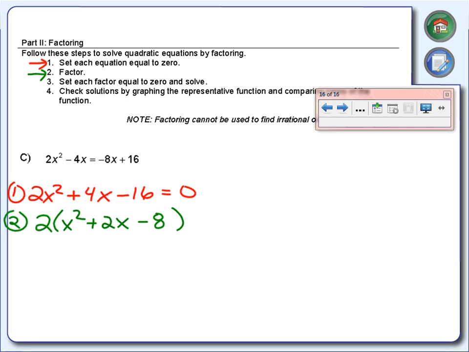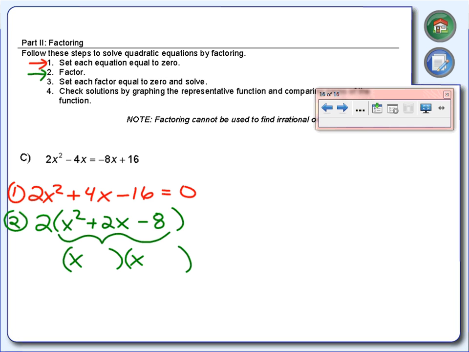Now that's just the GCF. That doesn't mean we're done factoring. This thing that's in the parentheses here, we can factor that some more. As a matter of fact, those are just like the ones that we've been working on all week. I want to factor that. Just ignore the 2 for right now. We've got x times x, which is going to give us the x squared. What I need to do is find factors of negative 8 that are also going to add up to a positive 2.